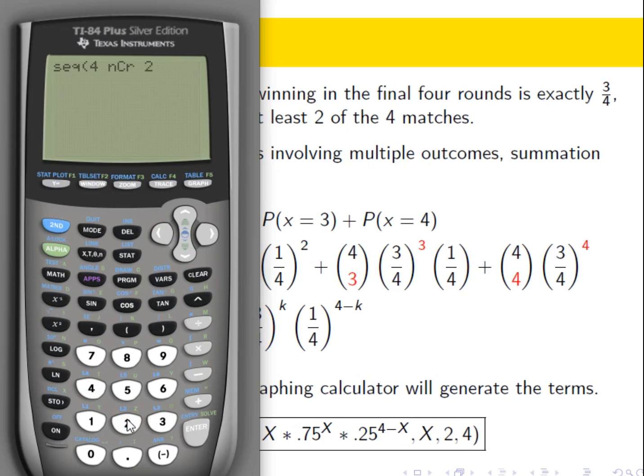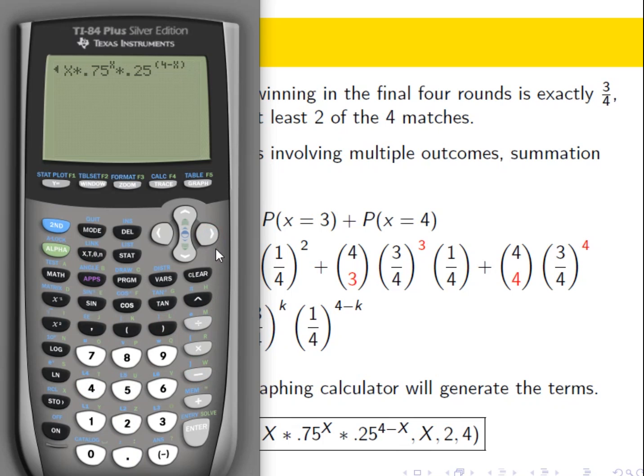so 4 choose X, right? I'm going to use X as my variable because the calculator only has X, T, theta, and N. So we'll just use X as the variable, so think of it as K. So 4 choose K times 0.75 raised to the X power, times 0.25 raised to the, and I'm going to put parentheses in here because it's going to be 4 minus x power.